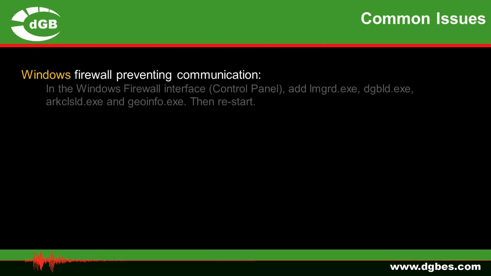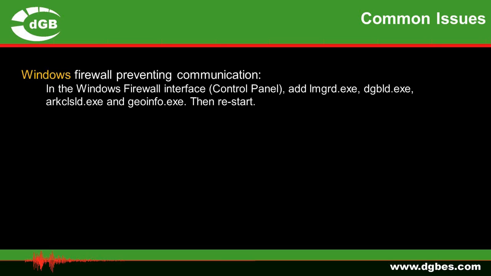Okay, so very briefly, three of the most common issues, which is the Windows firewall preventing communication. In the Windows firewall interface, you can add exceptions for the manager daemons involved, the license manager daemon and the vendor daemons, and you will need to then restart.